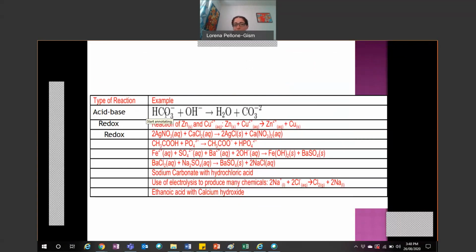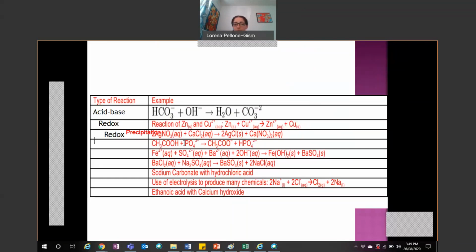So the first one you can see is an acid-base reaction because you have a hydrogen ion which is being transferred from the acid to the base. The next two are actually new. The next one is actually a new reaction called a redox reaction. You haven't seen that before. The next one, there's actually a mistake there. This is called a precipitation reaction, and you will have seen that one before.